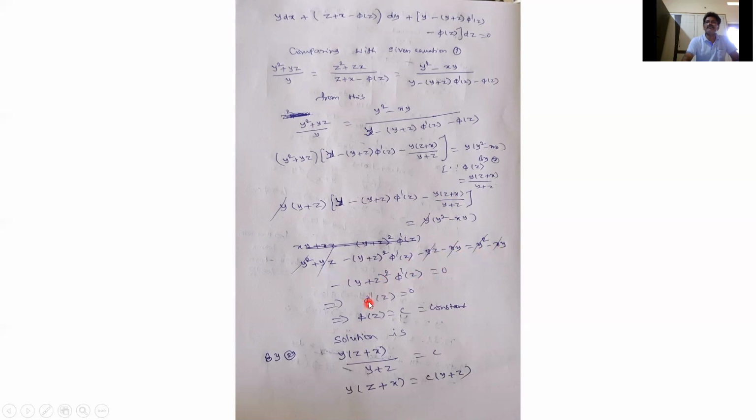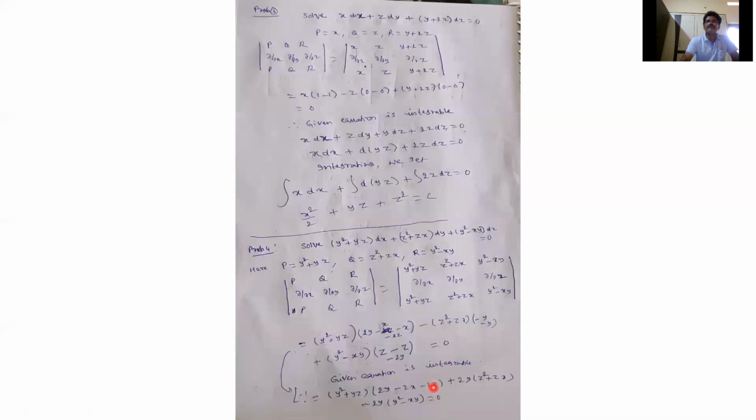y and z are variables, so (y plus z) whole square cannot be 0. So only phi dash z is 0. So derivative is 0 means that function must be constant; derivative of a constant is 0. So phi dash z equal to 0 implies phi z equal to constant. Therefore the solution: in place of phi z, write y into (z plus x) by (y plus z) equal to c. So y into (z plus x) is equal to c into (y plus z).